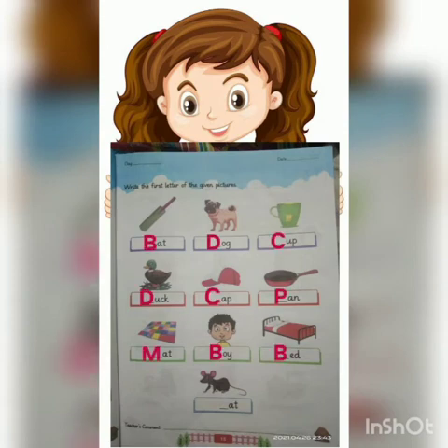Yes, B-A-T, bat. B, bat. D-O-G, dog. D, dog. C-U-P, cup. C, cup. D-U-C-K, duck. D, duck. C-A-P, cap. C, cap. P-A-N, pan. P, pan. M-A-T, mat. M, mat. B-O-Y, boy. Last one, P-E-N, pen. Well done, students.